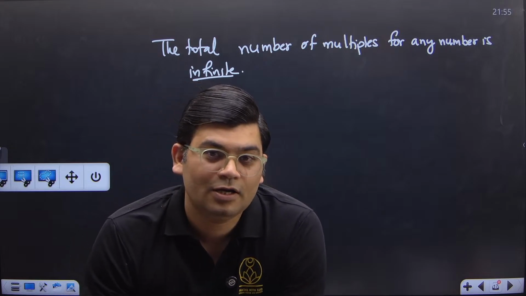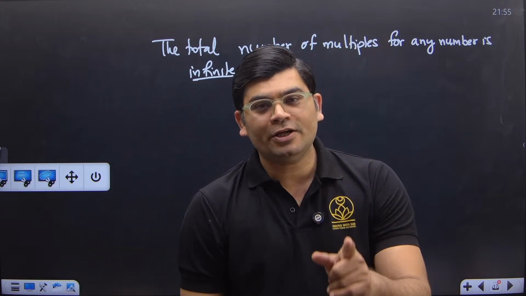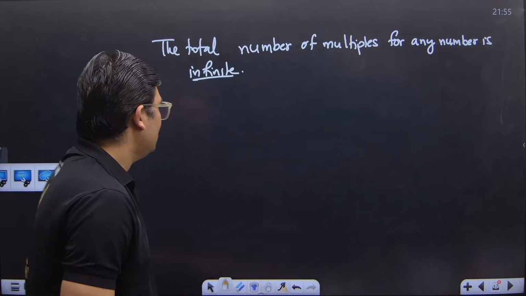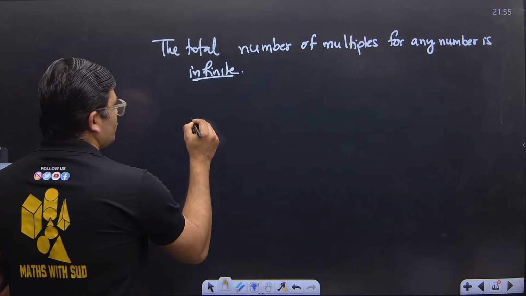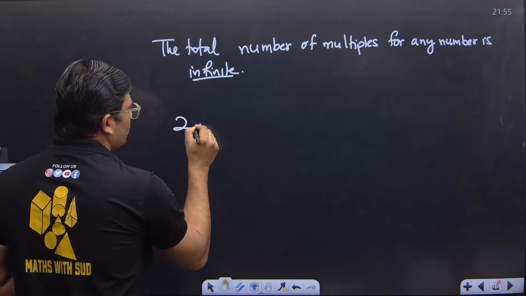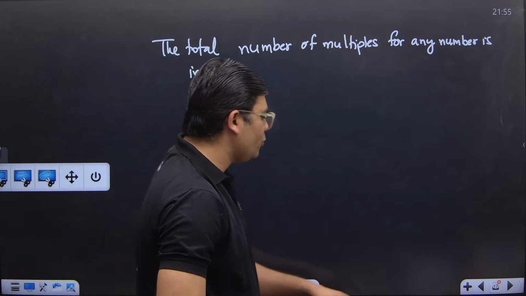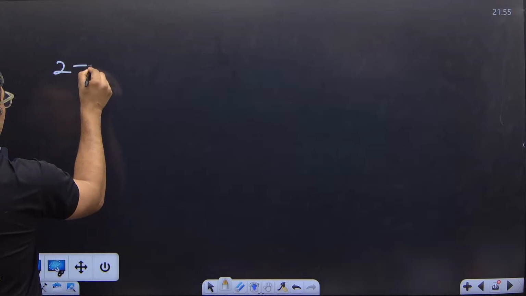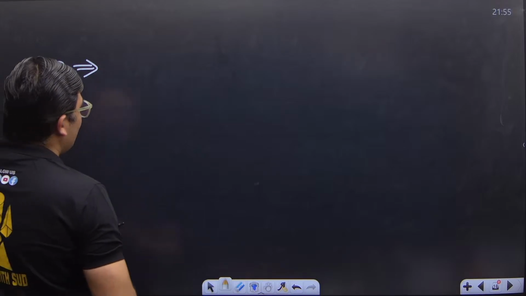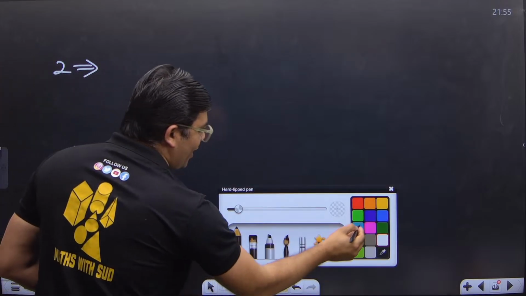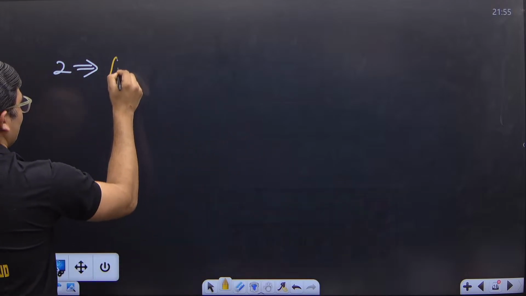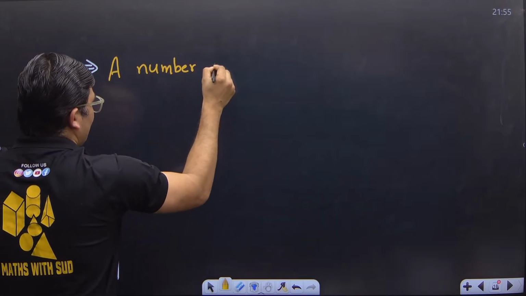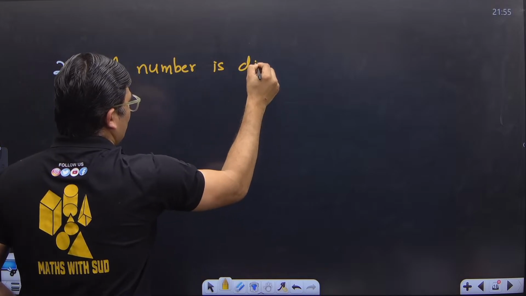Okay. Now we will move on to the divisibility rule, which is the most important part of the chapter. So divisibility rule for 2. What is the divisibility rule for 2, Vrinda? Tell me. Sir, the end number should be even. Okay. So a number is divisible by 2. I want you to write as fast as you can. A number is divisible by 2.